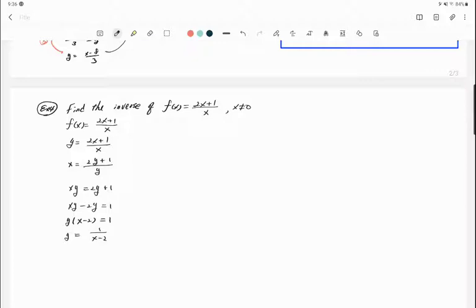All right? So that is the inverse function. So finally, f inverse of x equals 1 over x minus 2. And since the denominator cannot be equal to 0, x cannot be equal to 2, right? So that's it. Simple, very simple.